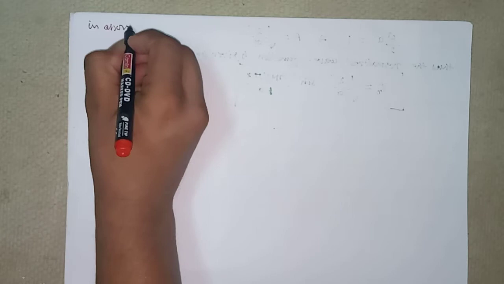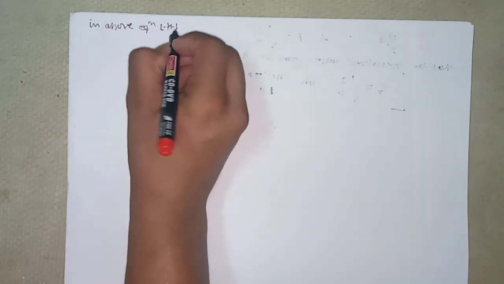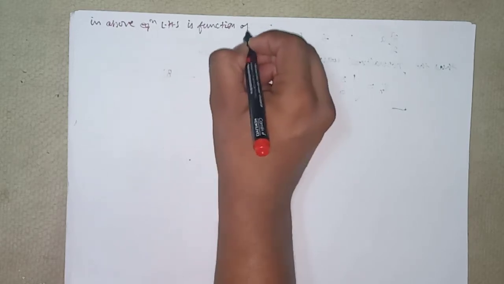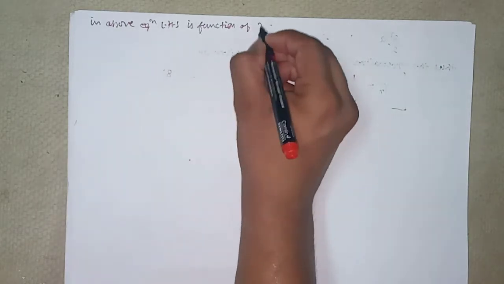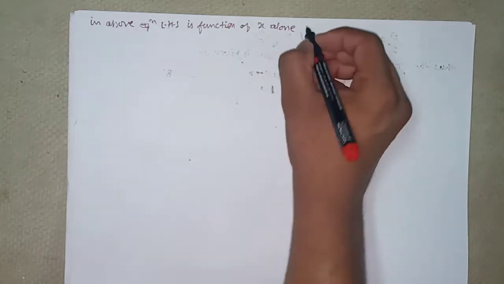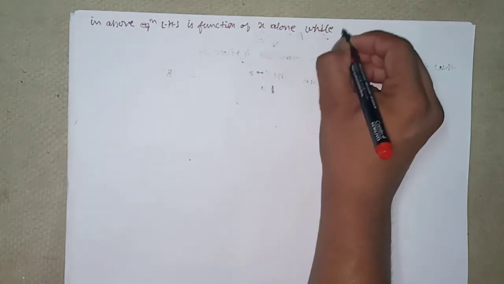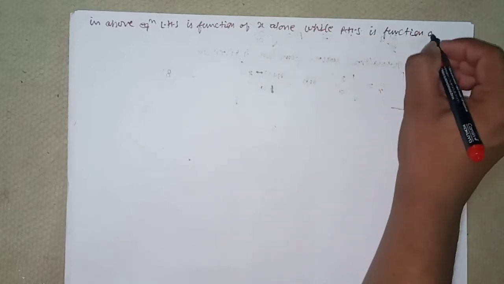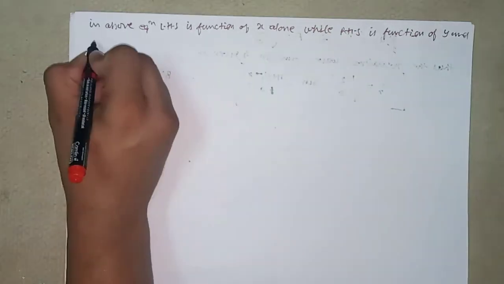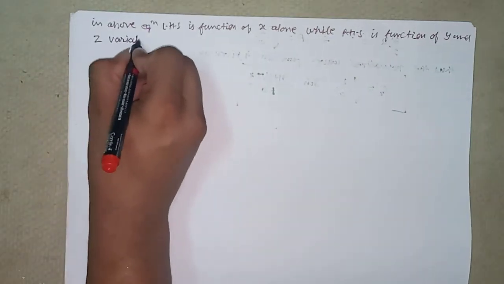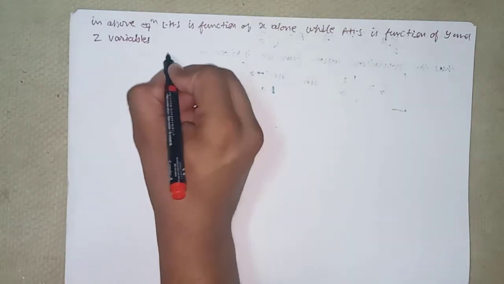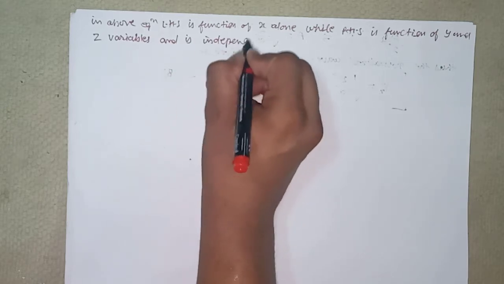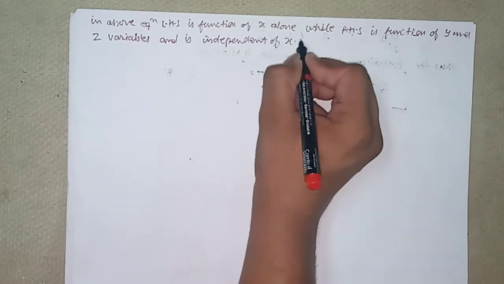In above equation, left hand side is function of x alone, while right hand side is function of y and z variables and is independent of x.